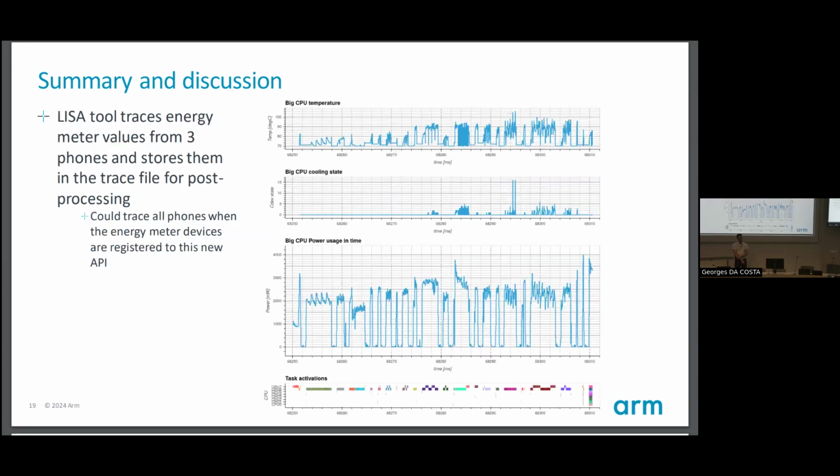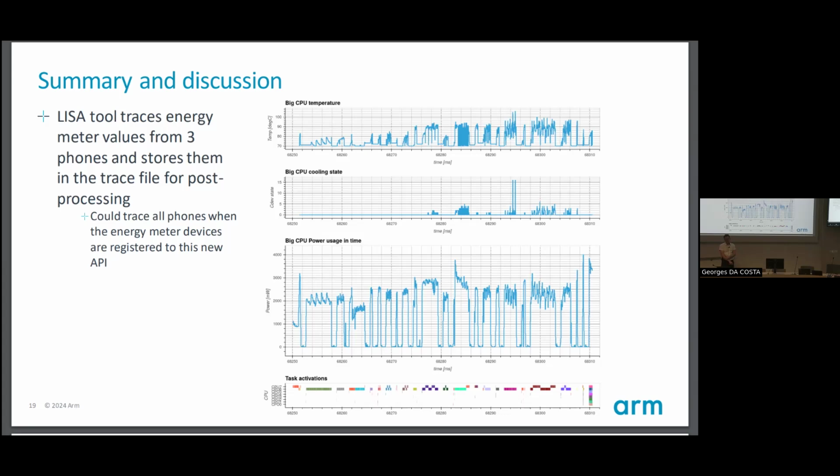And one of the last things, this is the snapshot from LISA, where we can actually see 4 plots. There is one extra at the bottom compared to the one you have seen previously. There is the temperature of the big core, then the middle plot, the big CPU cooling state. Then there is the power usage in time, and the last one is the activation of the single-threaded task during Geekbench. So if we have such data, then we can discuss details, improvements for EAS that we discussed yesterday, or improvements for uclamp.